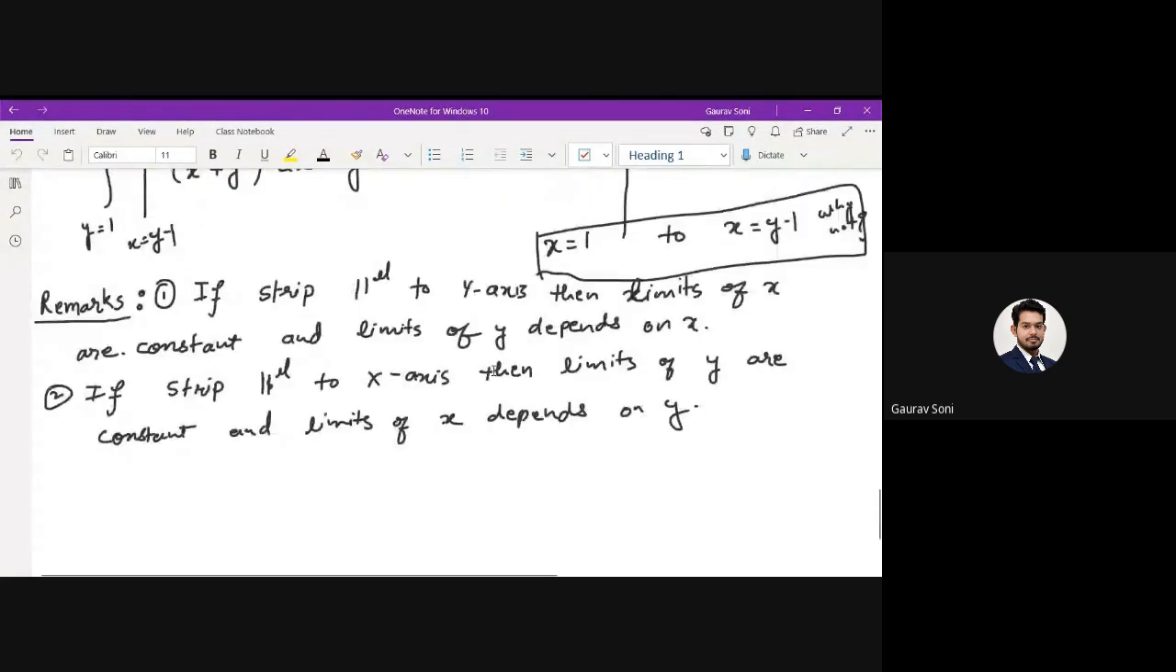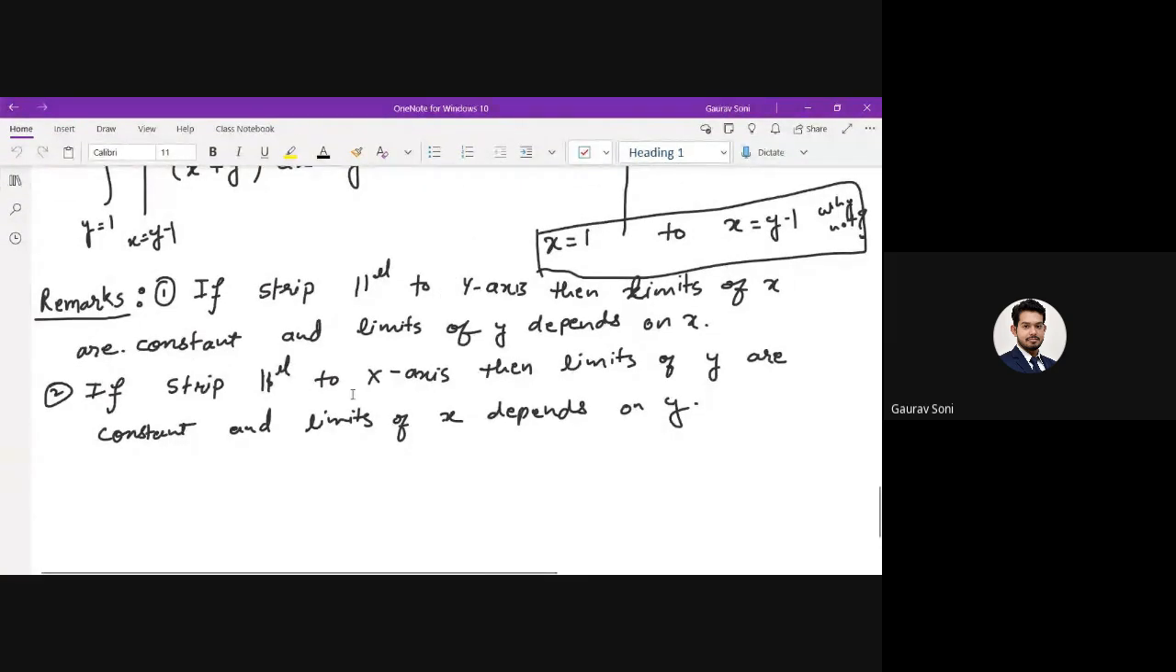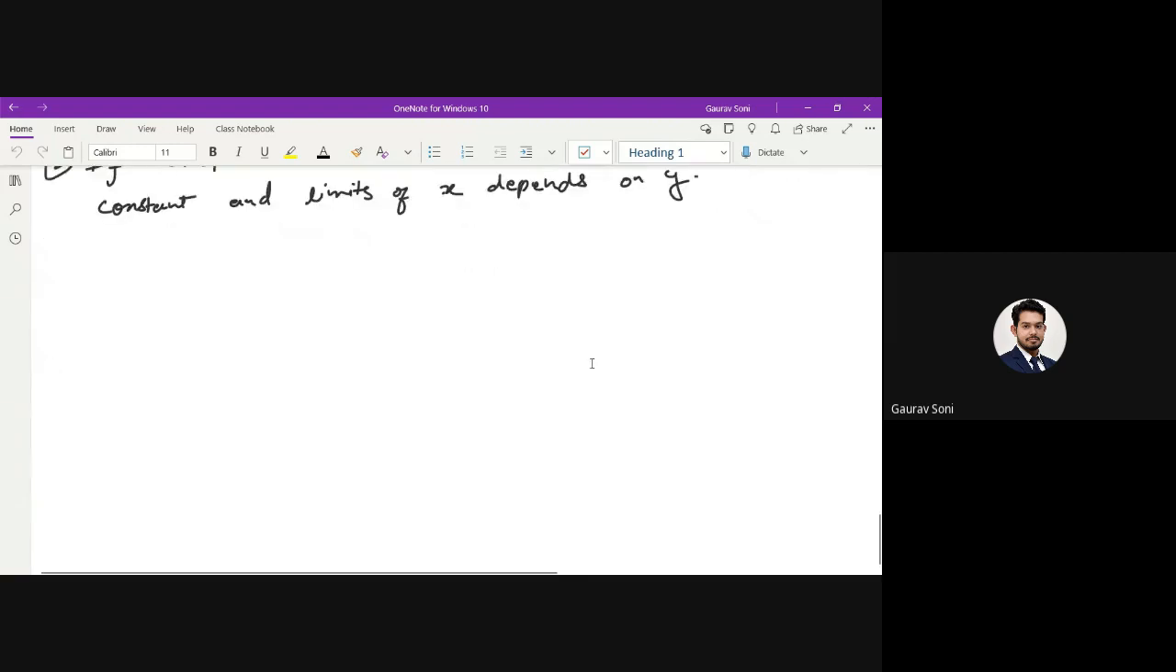So just recall that if we take the strip parallel to y-axis, then we look at the values of x. The values of x are constant and the limits of y depend on x. If the strip taken is parallel to x-axis, then the limits of y are constant and the limits of x depend on the values of y.